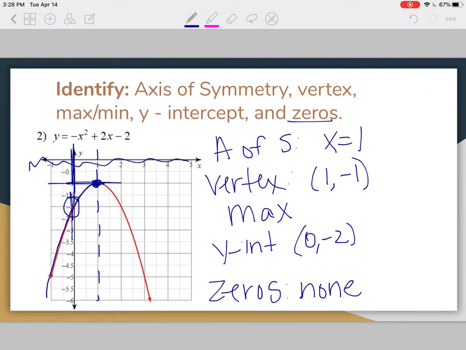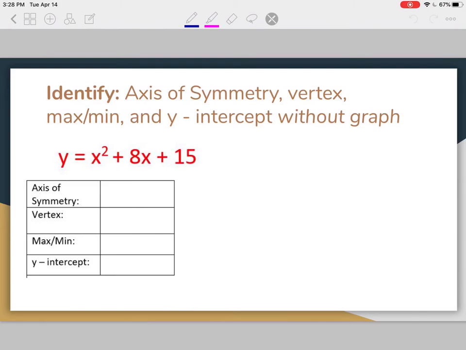Okay, so that's identifying all those definitions by looking at a graph. Let's say you don't have a graph. Like this. So I have my quadratic. I have all these things I need to figure out, but I don't have a graph. So we're going to go back to axis of symmetry. The formula is x equals -b divided by 2a. So I'm going to be going through all of that.